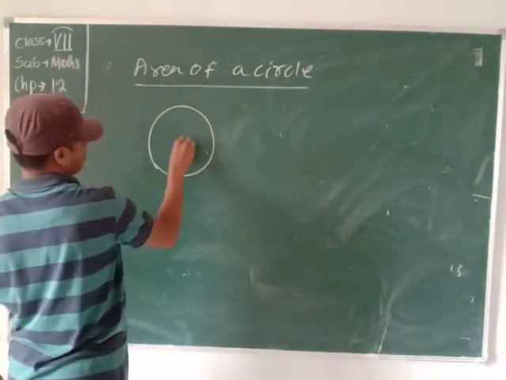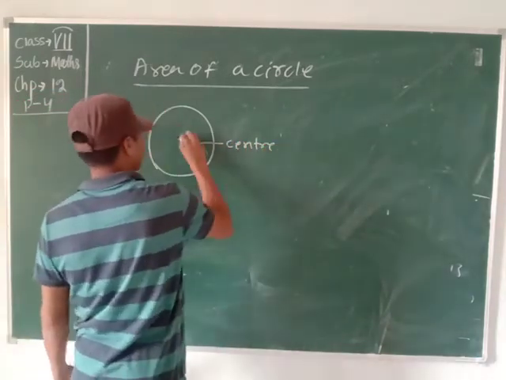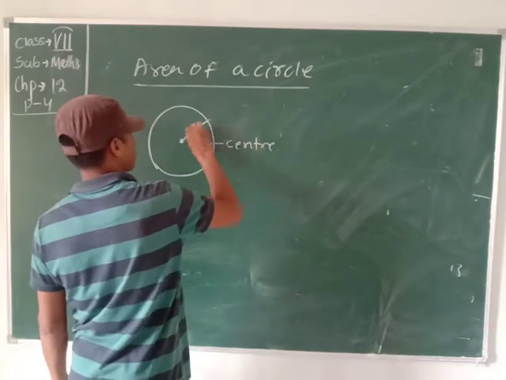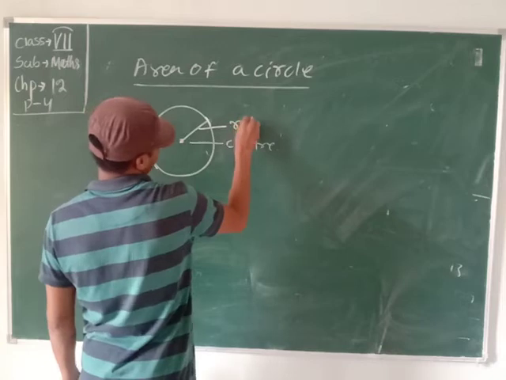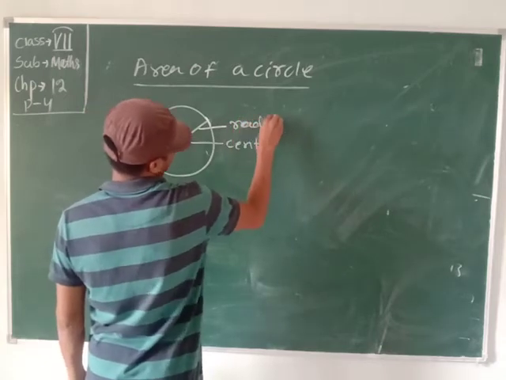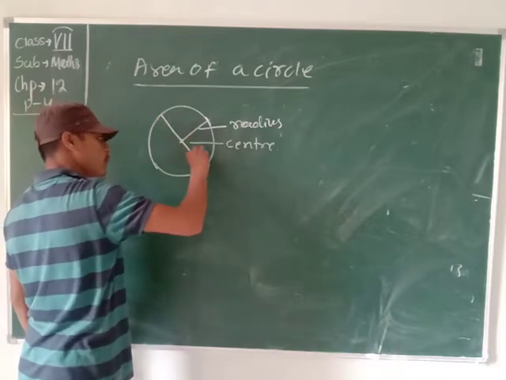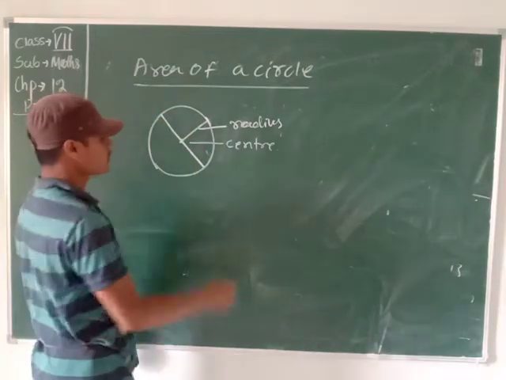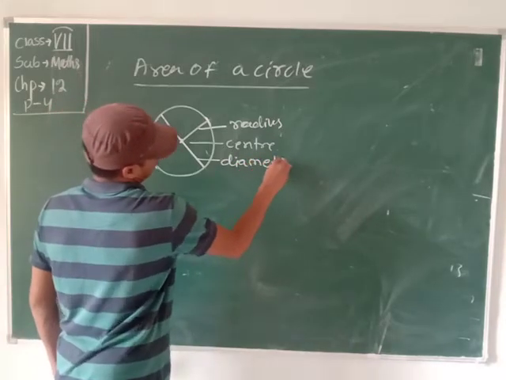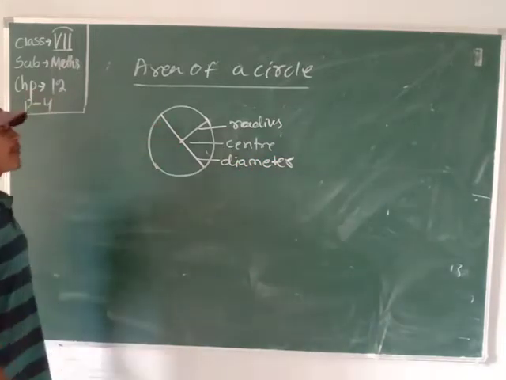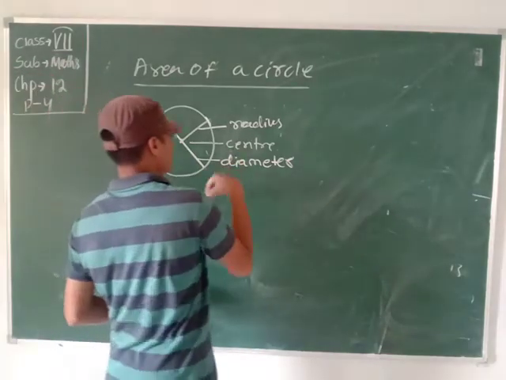Here is the circle, and this is known as the center point. From the center point to the circumference is the radius. The longest chord through the center point is known as the diameter. Then how can you find the radius, the diameter, and the area of a circle?